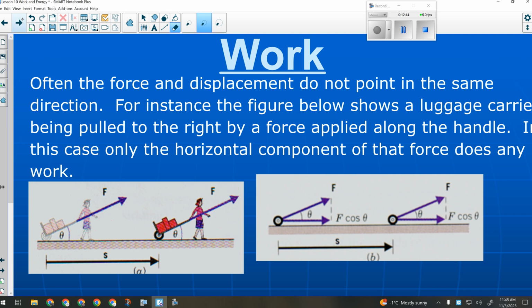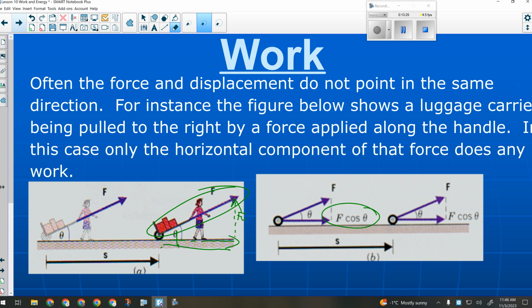So this force is not doing work. Neither is this part of it. Why not? The suitcase is not moving vertically. The suitcase is moving this way, which means that component of the force is what's doing the work, and that is the adjacent side. Therefore, that's how I would calculate the force that is doing the work. The force I exert is not doing the work. The horizontal component of that force is doing the work.